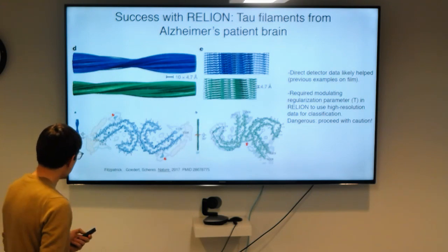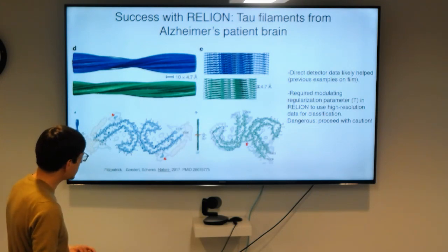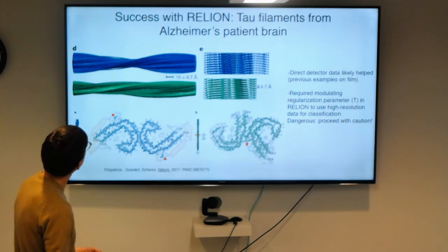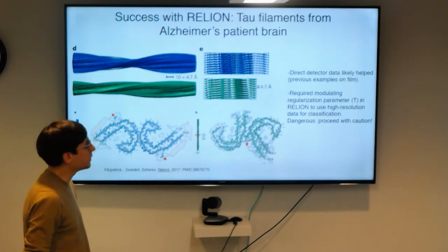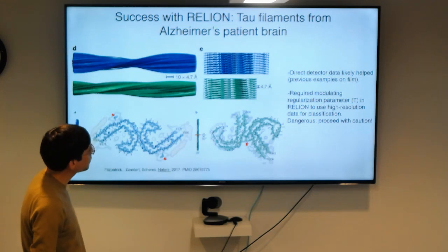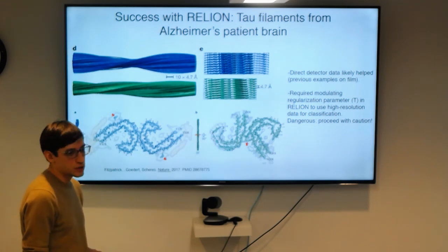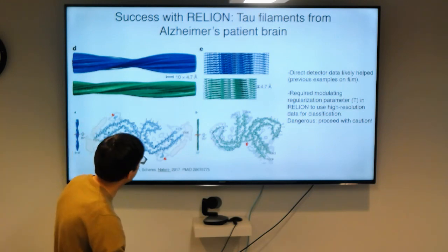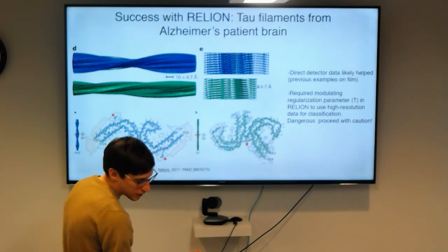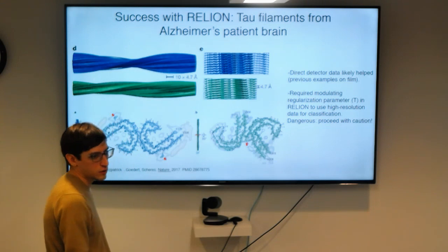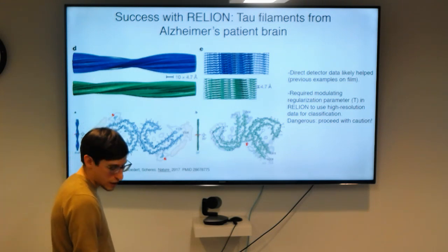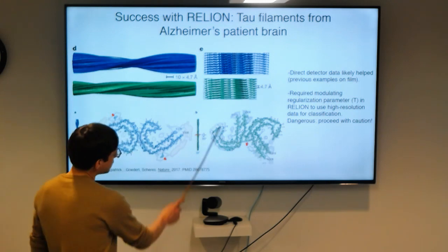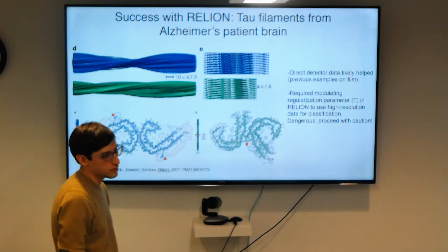This is a really beautiful paper from Anthony Fitzpatrick, who is now at Columbia, where they were able to find the separation of these beta strands in an actual tau filament from the brain of a patient who died of Alzheimer's disease. This is one of the first examples that I know of, maybe the first example, of a disease-causing molecule from an actual person having its structure solved with cryo-EM. And they could see the spacing of those beta strands.